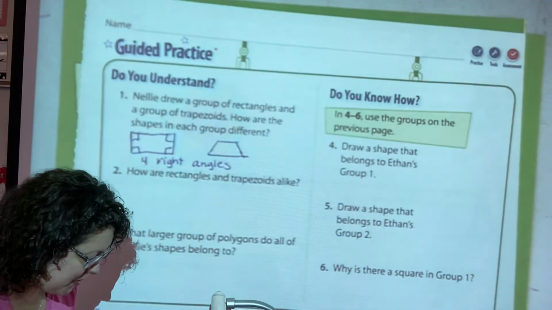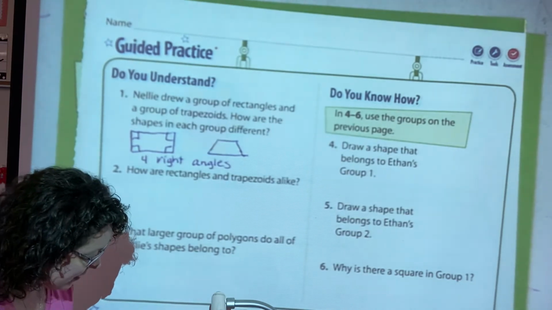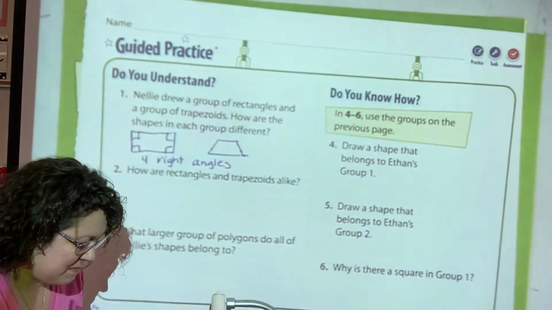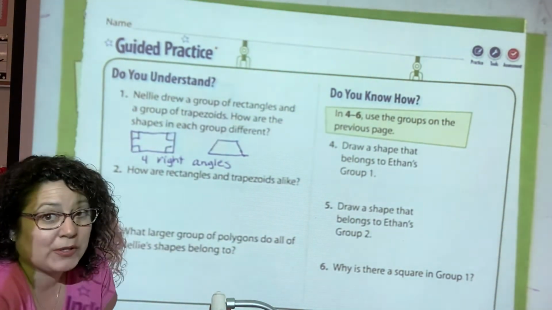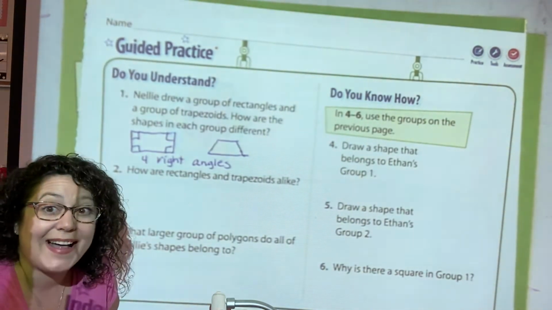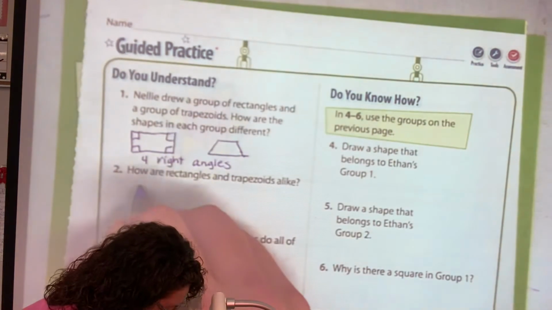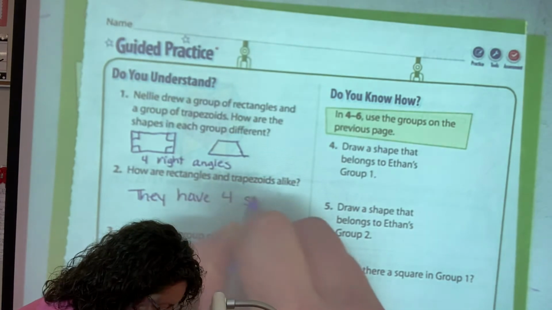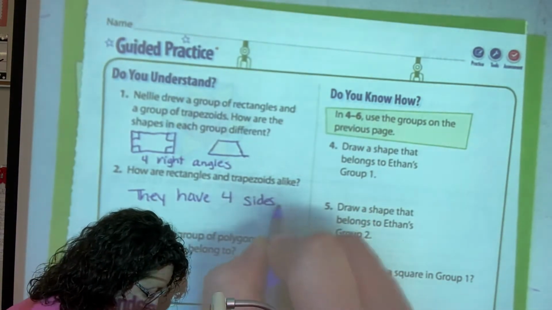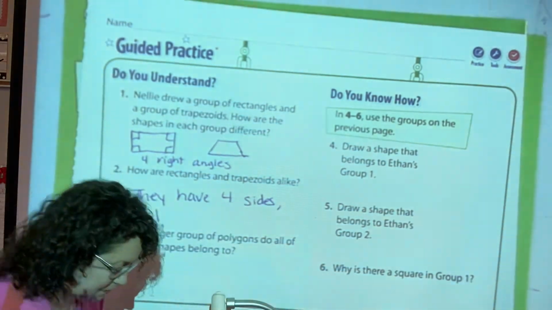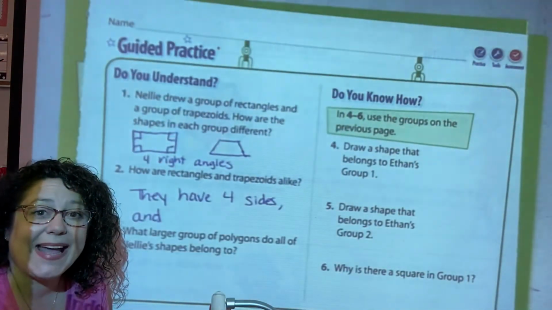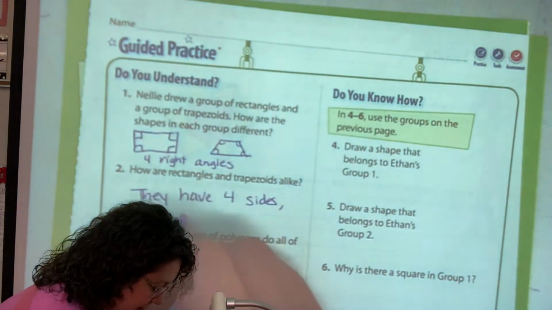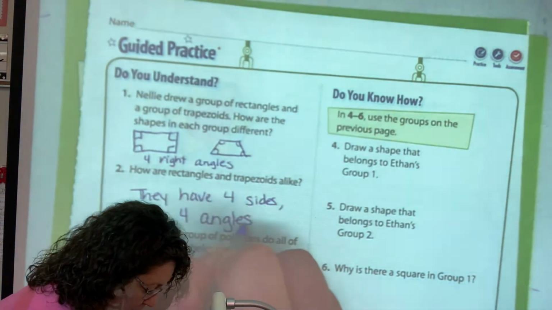All right, let's look at number 2. How are rectangles and trapezoids alike? What's something the same about both of them? We don't have to draw them again. What do they all have? What have we been learning about? Quadrilaterals, and quadrilaterals all have 4 sides. They have 4 sides. And one more thing they have. They have 4 angles. 1, 2, 3, 4, and we already have that. Period.